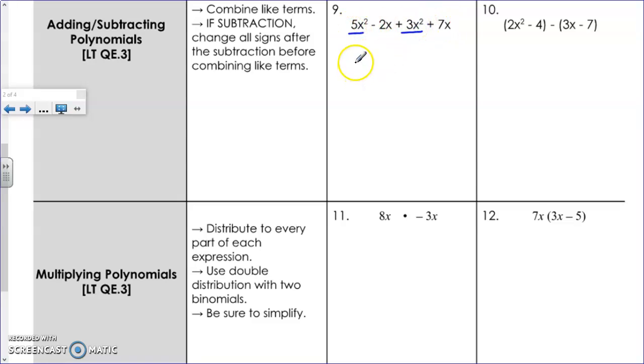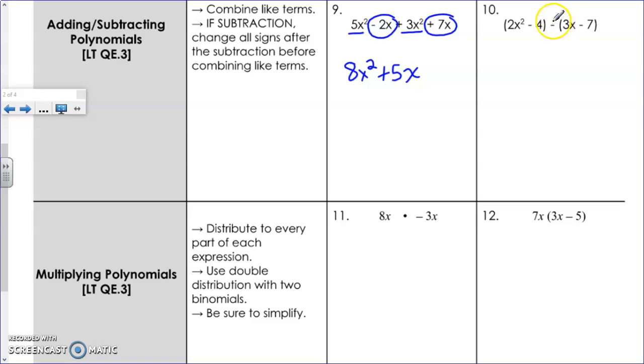So 5 plus 3 is 8x squared, and then negative 2x and plus 7. So negative 2 plus 7 is 5x. Okay, so watch your signs there. Make sure you don't change the exponents when you add or subtract.